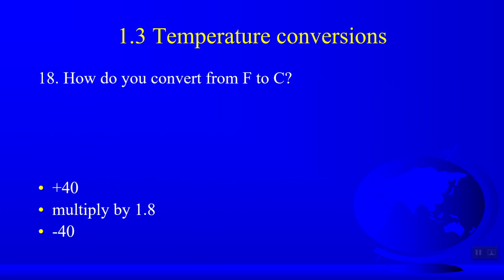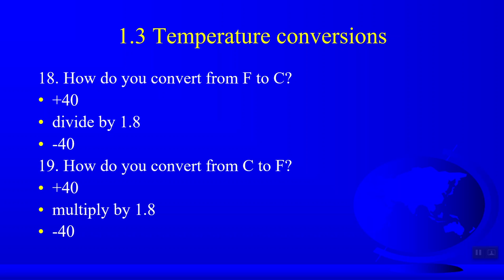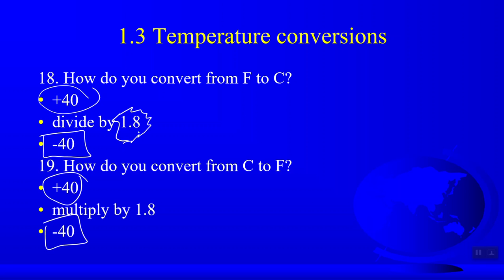All right, so how do you convert from F to C? It's real easy. Add 40, divide by 1.8, and subtract 40. And converting Celsius to Fahrenheit is the same first and last step. The number 1.8 is even the same. But whereas you divide to find Celsius, you multiply to find F, Fahrenheit.